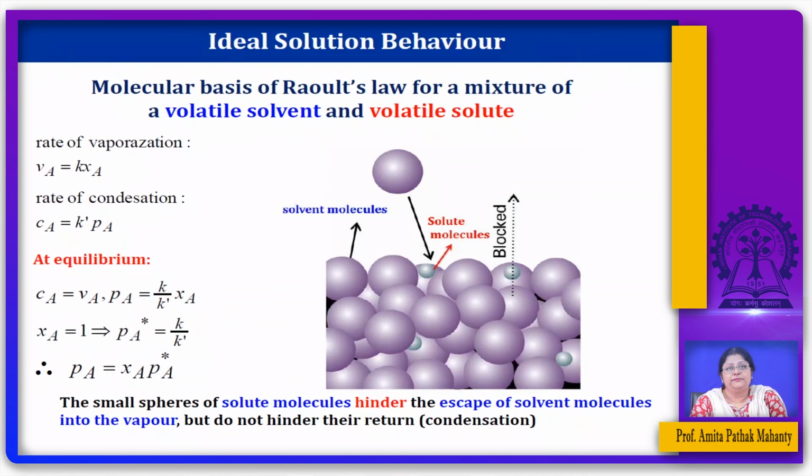Ma'am, I didn't understand how it satisfies or justifies the Raoult's law. Raoult's law will be justified if you are having this equation valid. What we are talking about right now is how to justify that this can be obtained through molecular understanding. How do we get the Raoult's law equation? This is what we were talking about. Understood? How many of you have not understood?